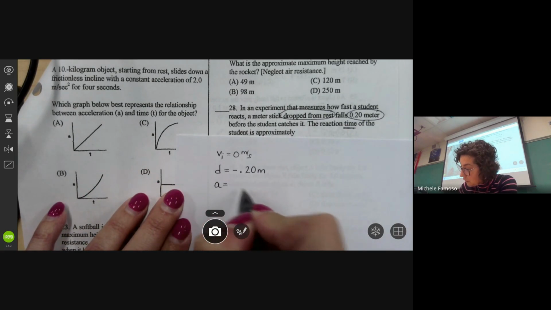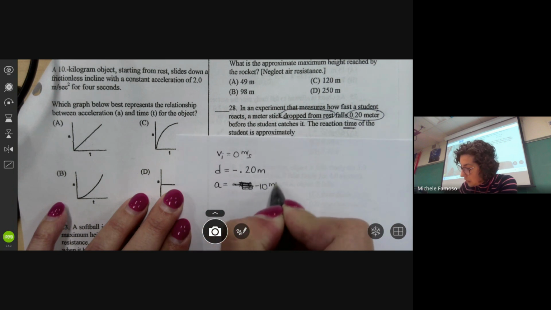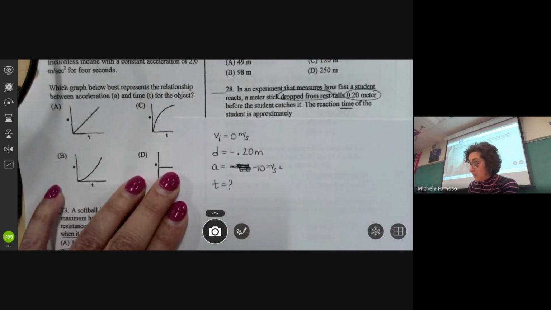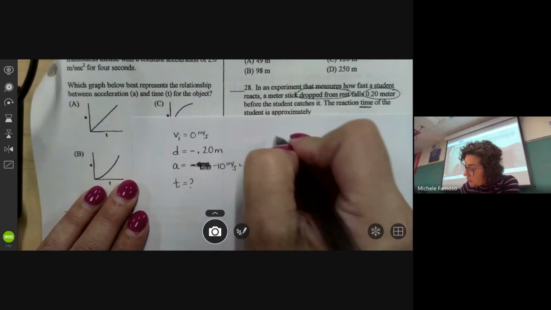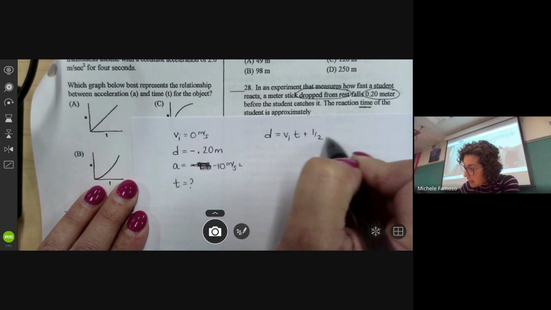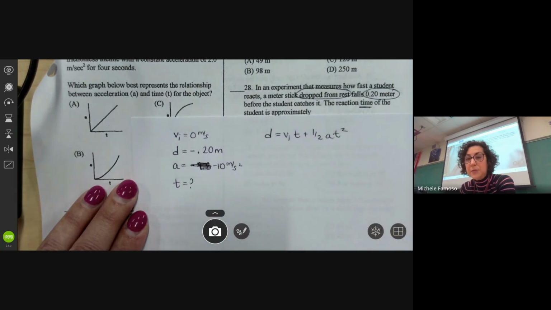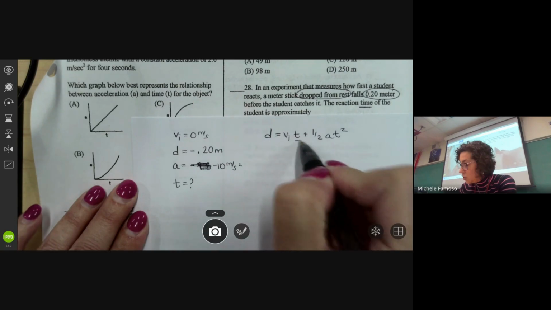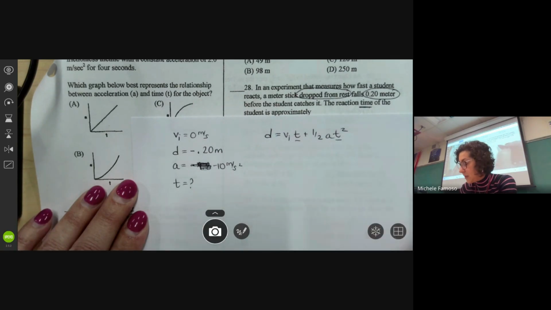What causes it to fall? Gravity. So the acceleration for multiple choice, I can use -10 meter per second squared. I'm looking for the time. Reaction time is time. What equation uses those variables from your reference table? D is VIT plus half AT squared. This one you have to manipulate for T. It's in two parts of the equation, so we have to simplify it.